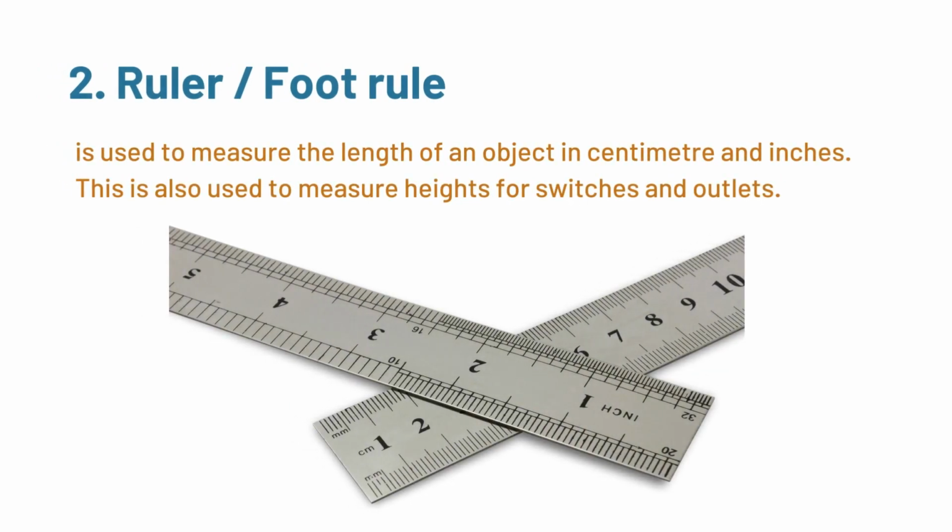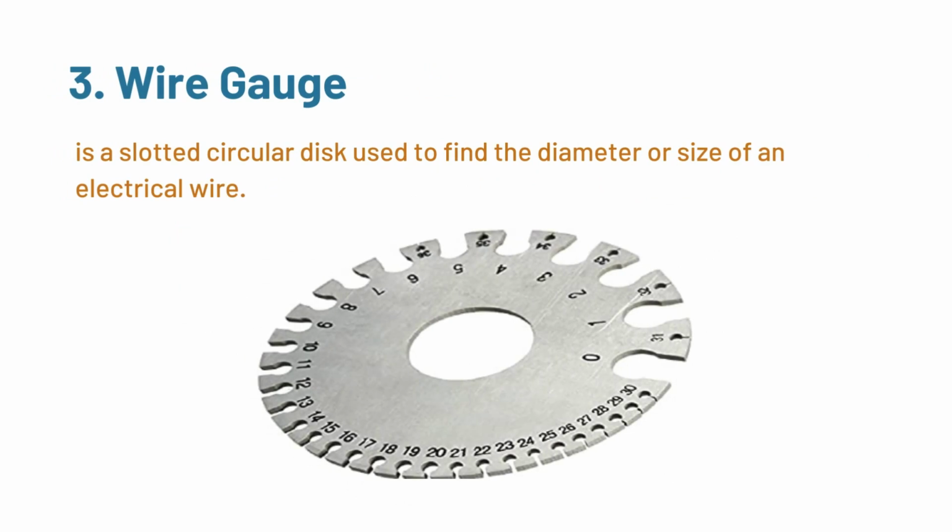The next one is ruler or foot rule. This is used to measure the length of an object in centimeters and inches. This is also used to measure heights for switches and outlets. And lastly, we have the wire gauge. It is a slotted circular disc used to find the diameter or size of an electrical wire.